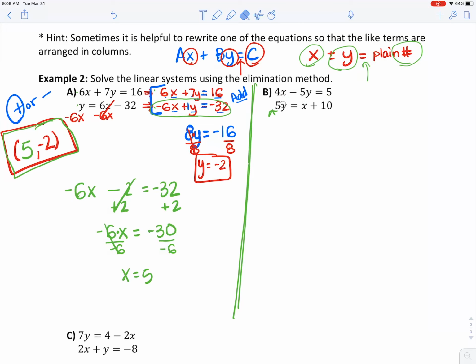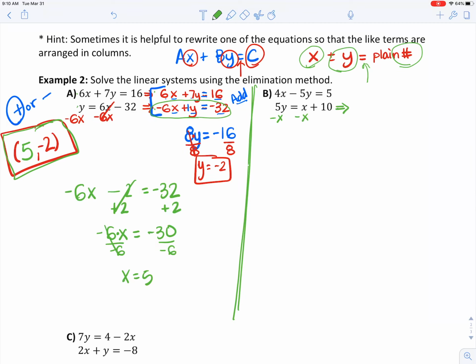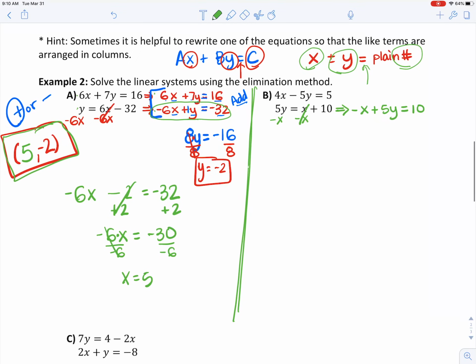Well, how do I get rid of or undo that x on that side? I would minus the x on both sides. So just like I did the last time, I'm going to write it off to the side. I cannot combine 5y minus x. So I'm just going to write the x first, then the 5y, and that equals 10. Why did I choose to write the x first? Well, it's because the top equation, if I just copy that down, has my x first.